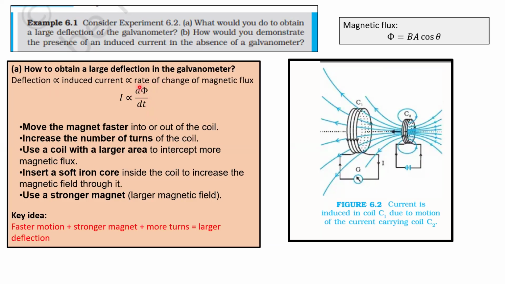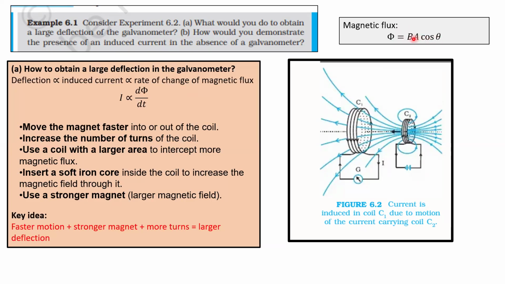dΦ is more. What is Φ? Φ is equal to B·A, that is BA cos θ. I have to increase the flux, which means I have to increase the magnetic field as well as the area. Anyway, θ is 0 here, and cos 0 is already maximum. So I have to increase B and A.